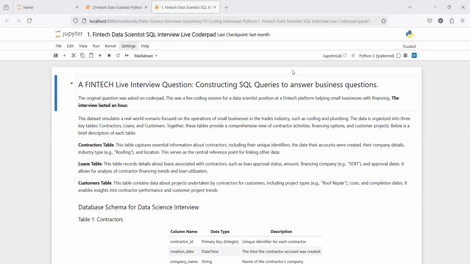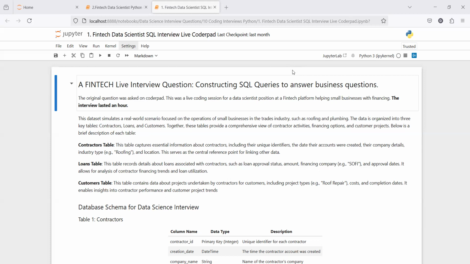So this was with a fintech company, and they basically serviced people in the roofing and plumbing industry. They provide different financing options. It's a platform to link these three types of entities into a single platform where customers could talk to contractors, get loans, and see the contractors. So there's this interaction in the platform that they're trying to create.